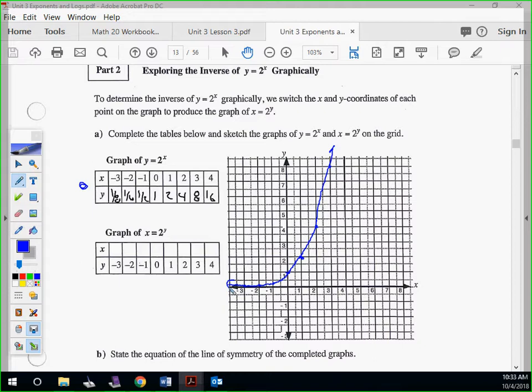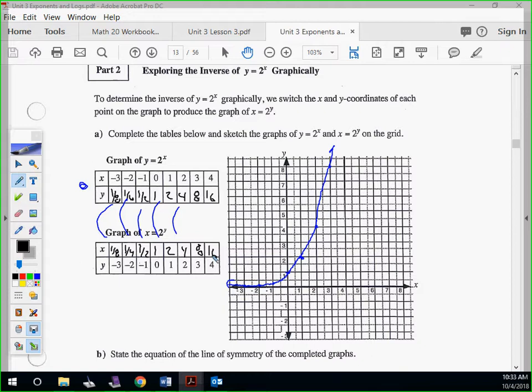The inverse of that, well, we know we're just going to flip them. So we flip these, and I can insert all these values in the boxes. I'm just flipping the x and y coordinates. So if I do that, we're going to have negative 3 with 1/8, negative 2 with 1/4, 1/2, 1, 2, 4, 8, and 16.